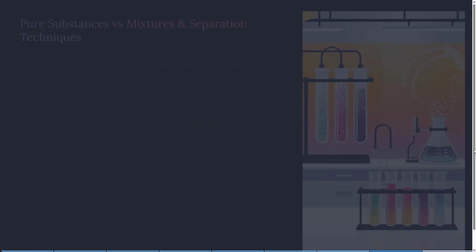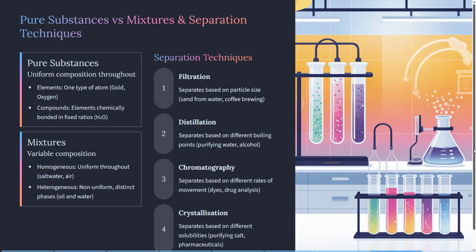When we combine different substances, we get mixtures. Homogeneous mixtures like salt water look uniform throughout, while heterogeneous mixtures like oil and water have distinct separate phases. The beauty of chemistry is that we can separate these mixtures using different techniques.